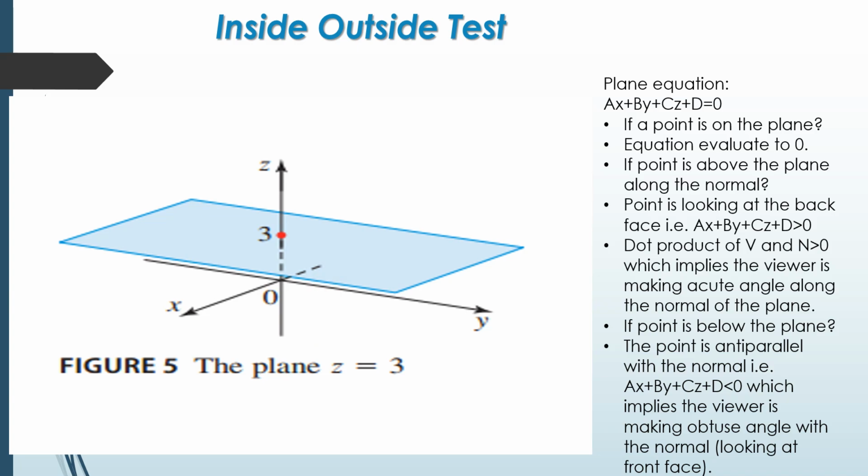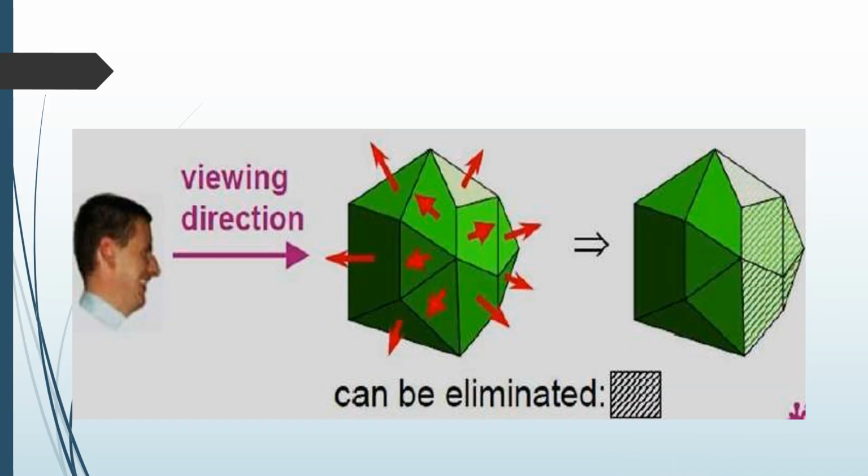So let us now see how this is relevant to our backface detection algorithm. Let us move back to this image. Here you can see the plane surface. This plane surface is the front face which the viewer can see, and this plane's normal is making an angle of 180 degrees with the viewer's direction vector.